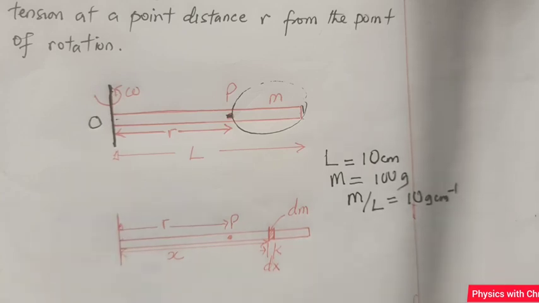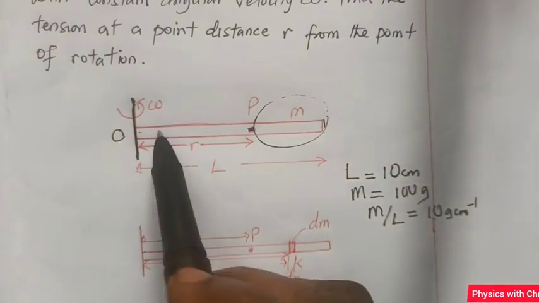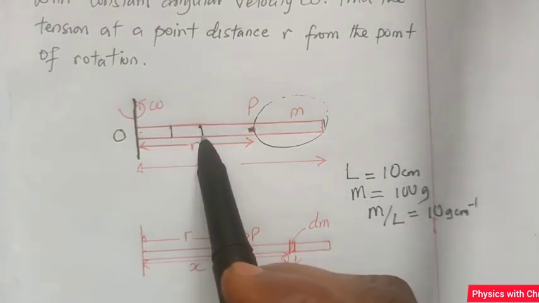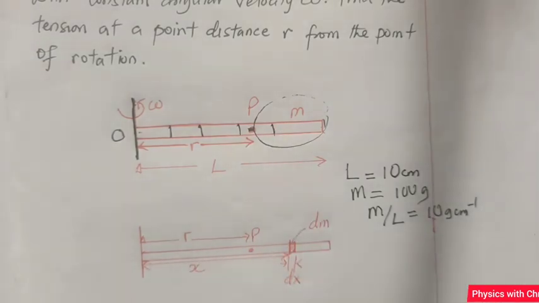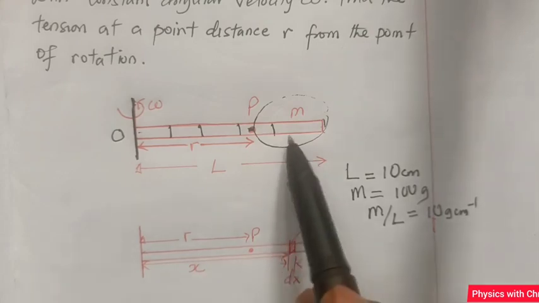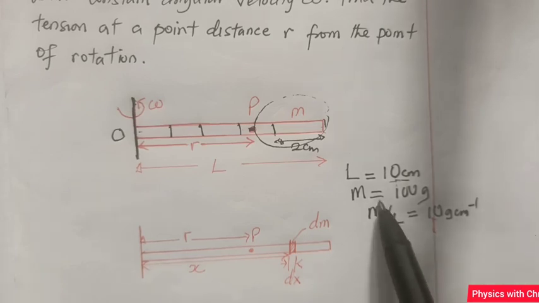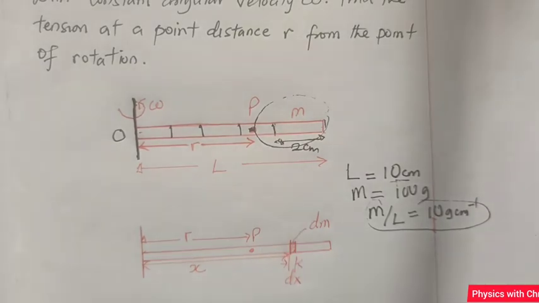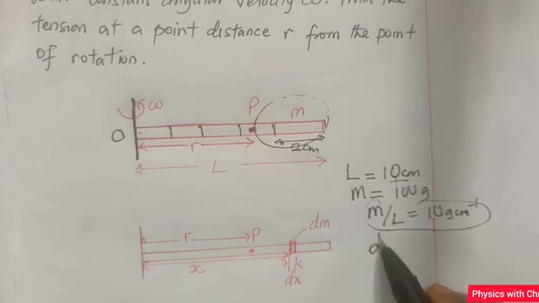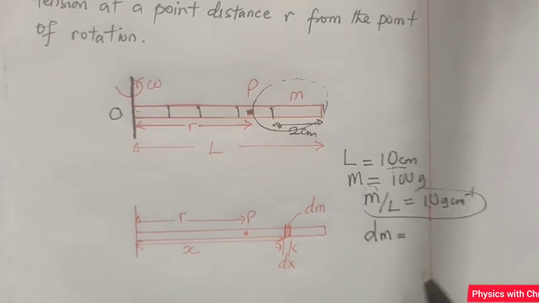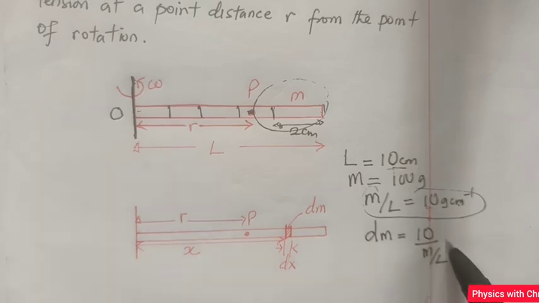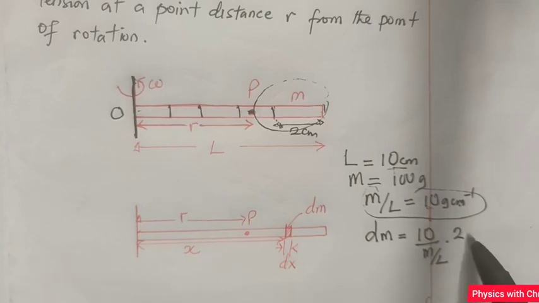If I divide this entire strip into, let's say, 5 equal parts, 1, 2, 3, 4, and 5, a uniform strip, it means the length of each part is 2 cm, since the total length is 10 cm. If I want to find the mass of one of the parts, I'll take that as my dm. My dm is the mass per unit length, which is 10, that is M over L, times this 2 cm. That will give me 20 grams.